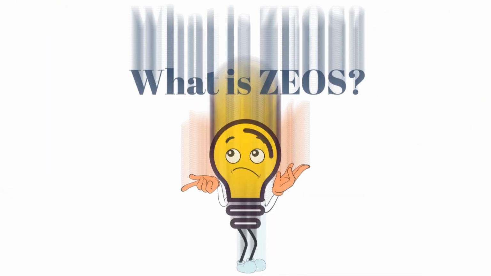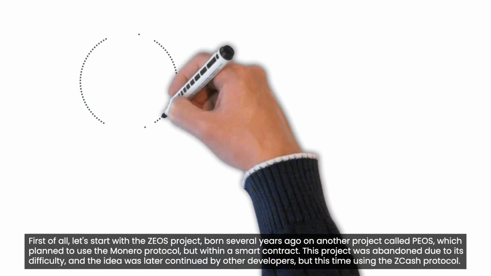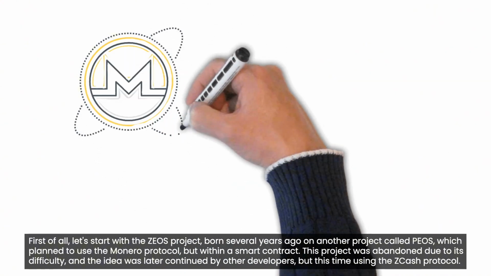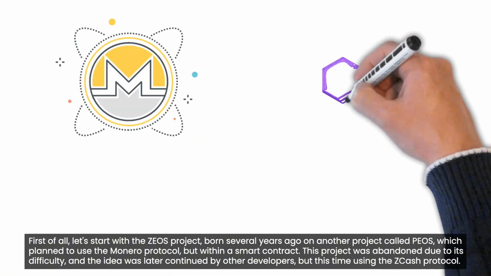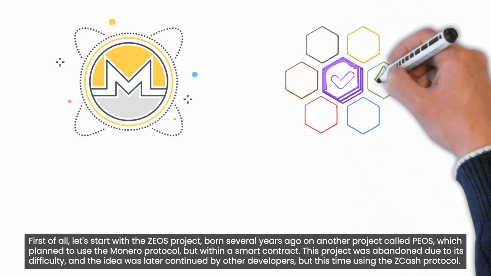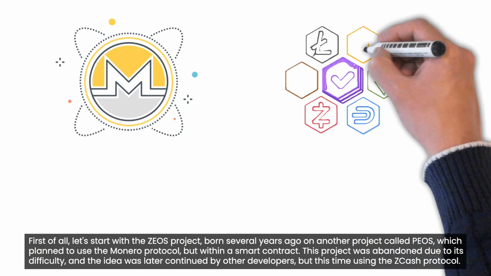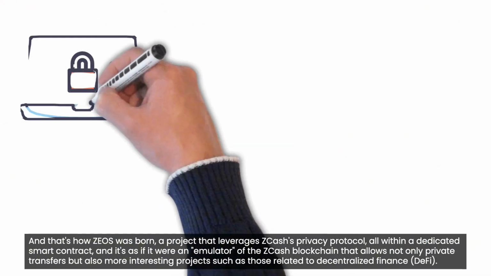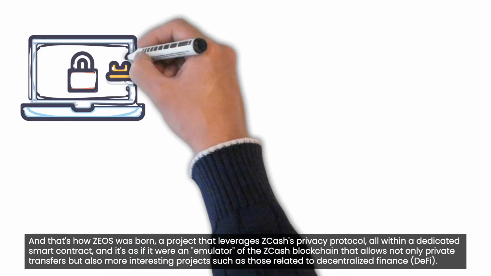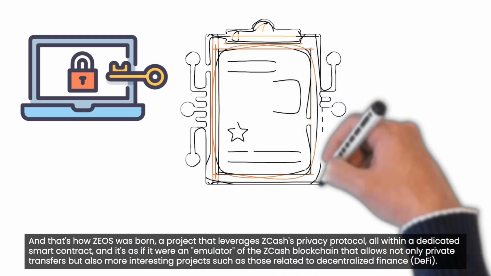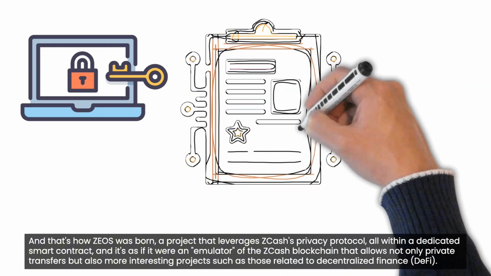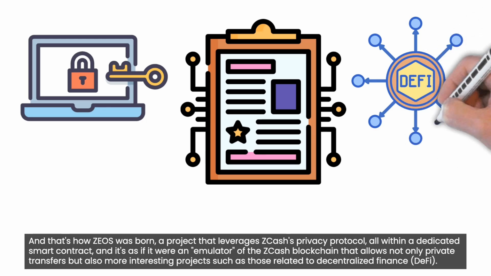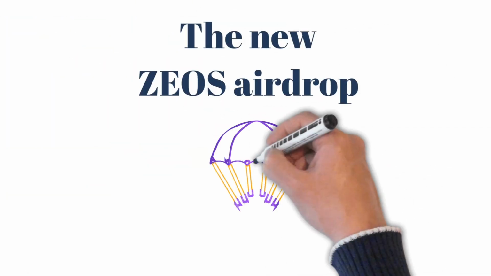What is Zeos? First of all, let's start with the Zeos project, born several years ago on another project called Pios, which planned to use the Monero protocol but within a smart contract. This project was abandoned due to its difficulty, and the idea was later continued by other developers, but this time using the Zcash protocol. And that's how Zeos was born, a project that leverages Zcash's privacy protocol, all within a dedicated smart contract. And it's as if it were an emulator of the Zcash blockchain that allows not only private transfers, but also more interesting projects such as those related to decentralized finance, DeFi, the new Zeos Airdrop.